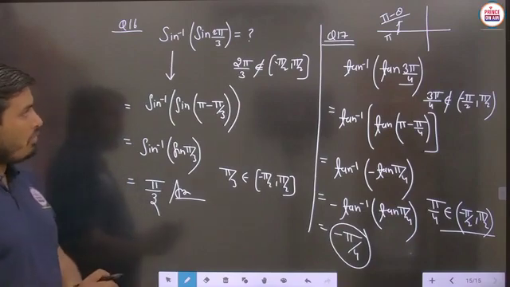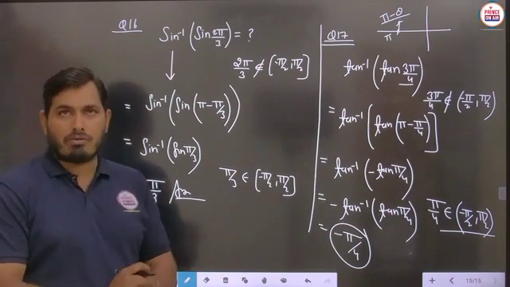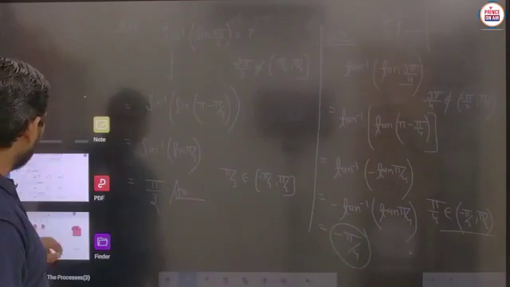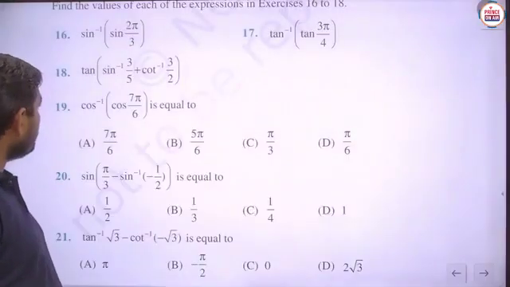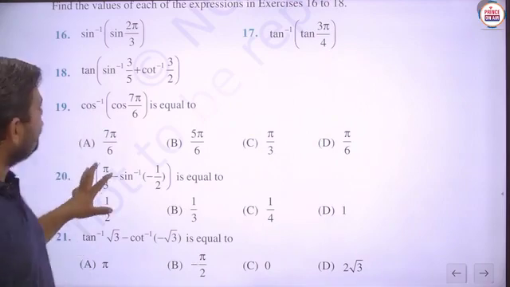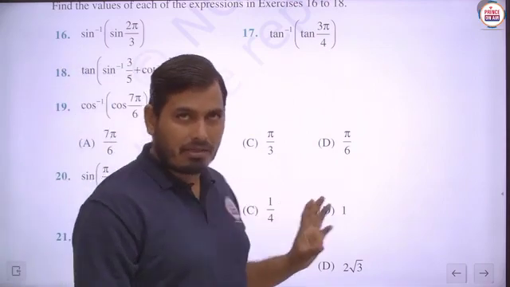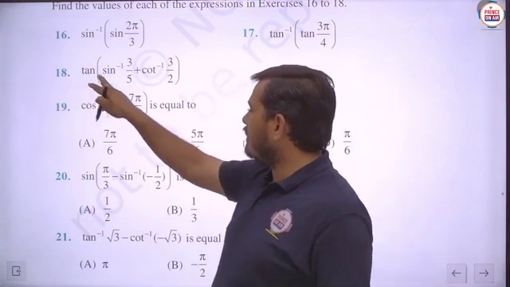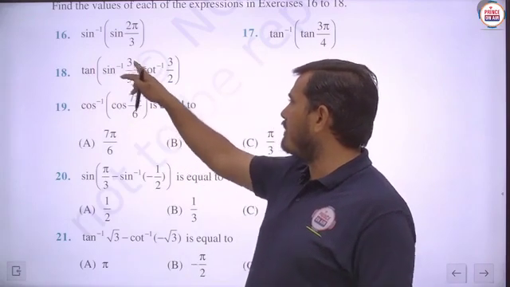Now students, note the answer of this question number 17, so that next we can check question number 18. So question number 18 you can see here. In this question, tan of sine inverse 3 by 5 plus cot inverse 3 by 2, we have to find the value of this expression. Here there is some problem, because the outside function is tan, and the inside functions are sine inverse and cot inverse.